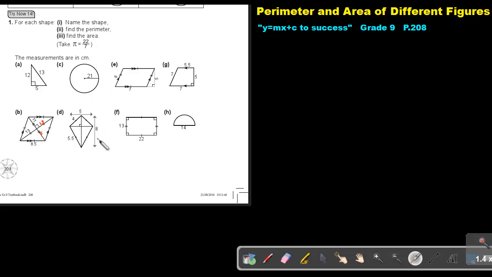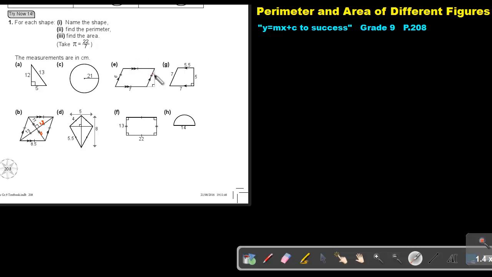Okay, number D. This is a kite. So if you're going to work out the perimeter, you're just going to say 2 times the short side plus 2 times the long side. And if you're going to work out the area, the same as the rhombus, you're going to work with the diagonals. Now this diagonal is 8 and that diagonal is 5. So it's going to be half the product of the diagonals. So half times 8 times 5.